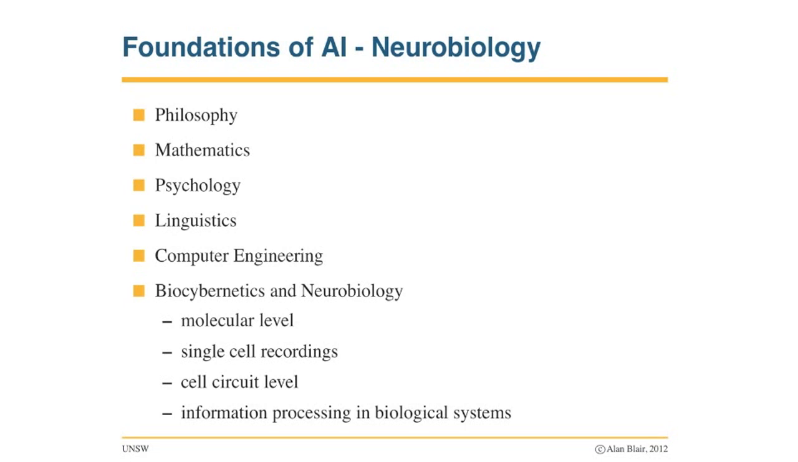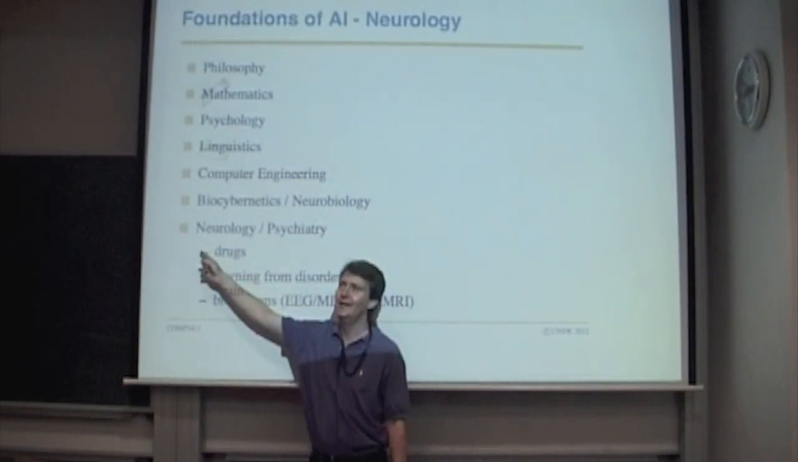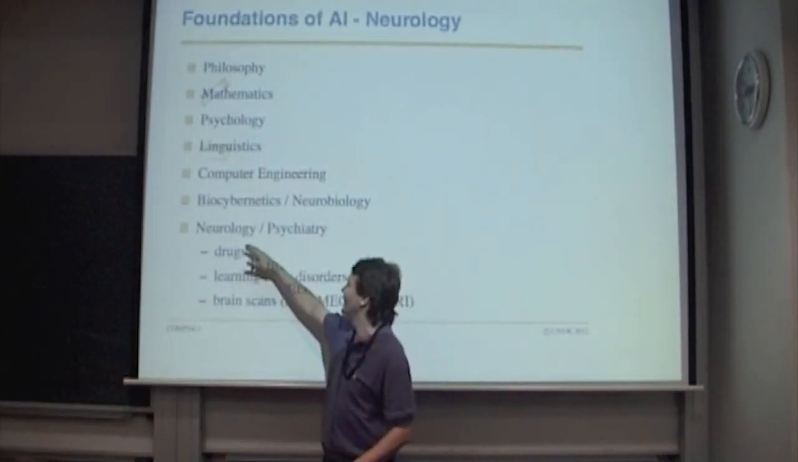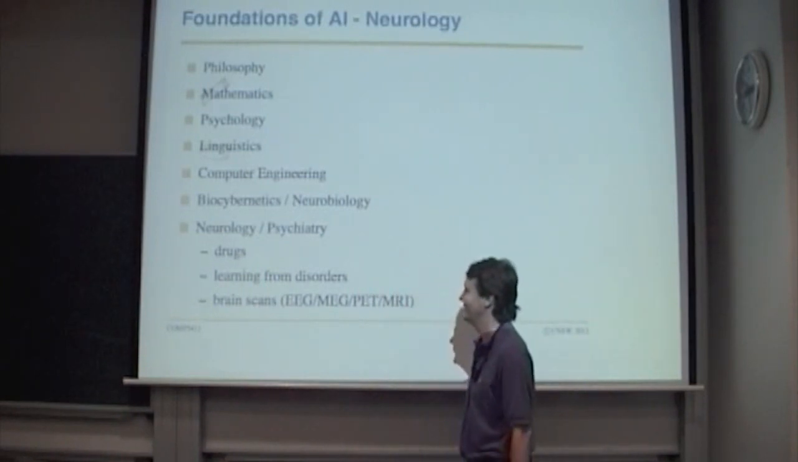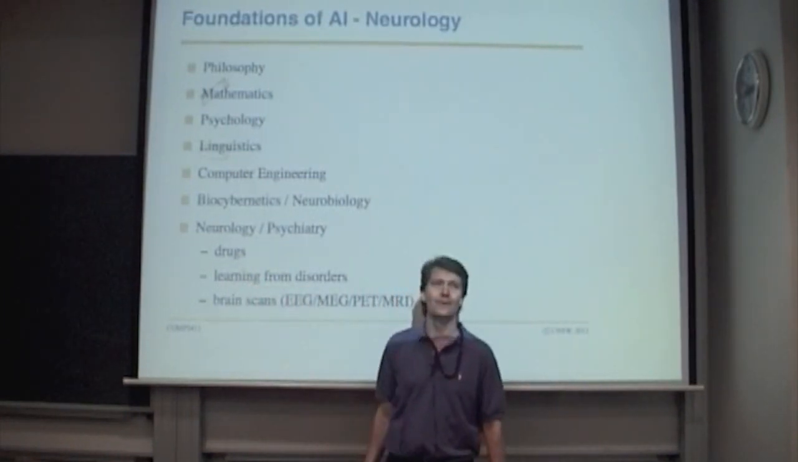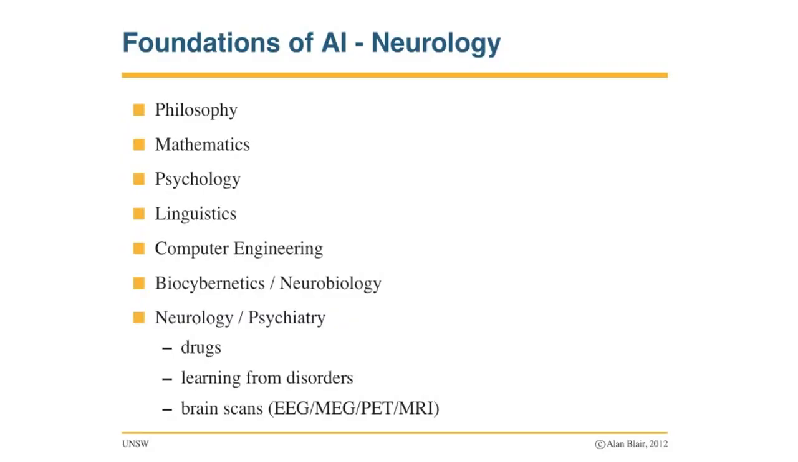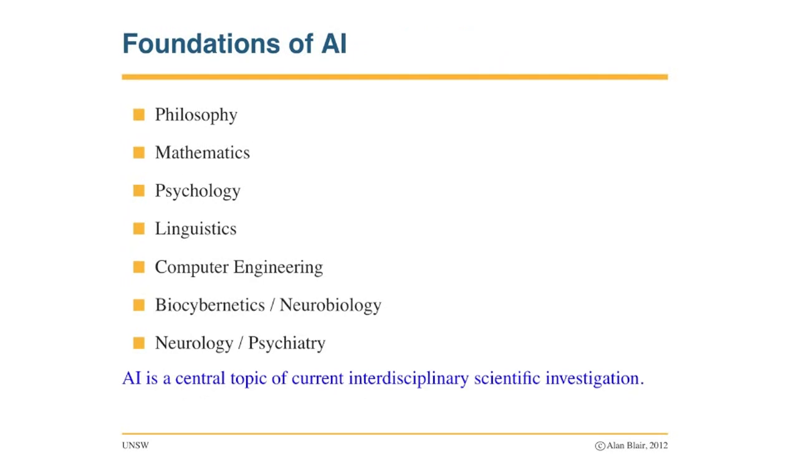And then there are people who also study the brain. These two words are obviously very similar, neurobiology and neurology. These people also study the brain, but they study it at a sort of higher level of organization. So giving people drugs and observing the effects that it has on their behavior, looking at people with various brain disorders and trying to understand how the brain works by what goes wrong when certain things break, and brain scans, PET scans, MRI scans, and so on, which areas of the brain are active during certain kinds of tasks. So, you know, the summary is that it's very much a multidisciplinary endeavor and continues to be to this day.